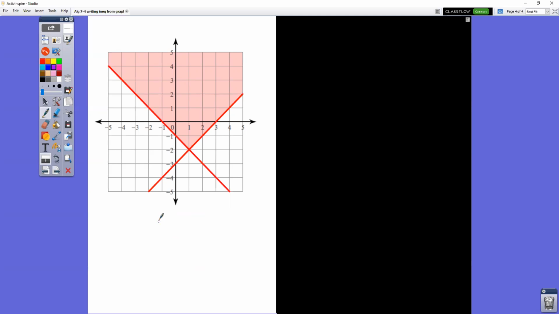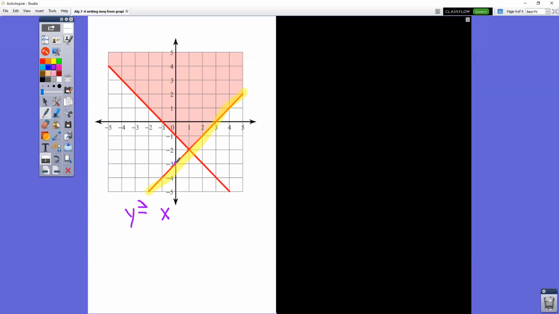So let's take a look at this one. Let me highlight this one. Let's do this one first. It doesn't matter which one you do first. So I have a y and I'm going to have an x. When I take a look at this yellow highlighted one, I can see that I'm shading above the line and it's solid. Solid and above is going to be greater than or equal to.